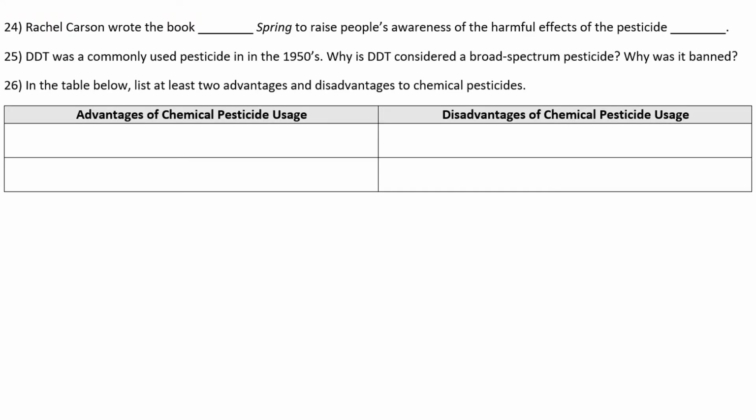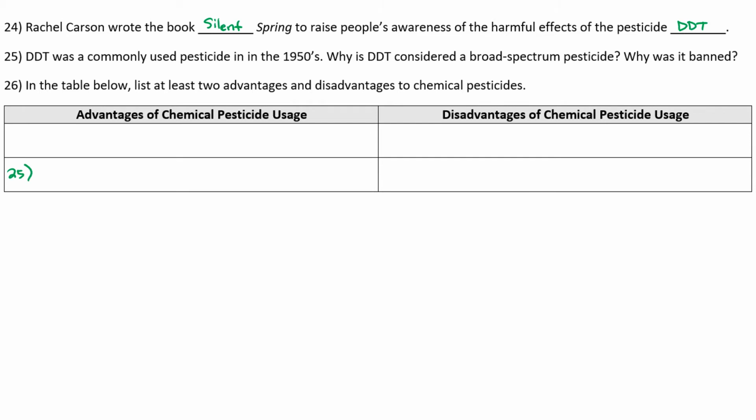Rachel Carson wrote the book Silent Spring to raise people's awareness of the harmful effects of the pesticide DDT. DDT was a commonly used pesticide in the 1950s. Why is DDT considered a broad-spectrum pesticide? Why was it banned?